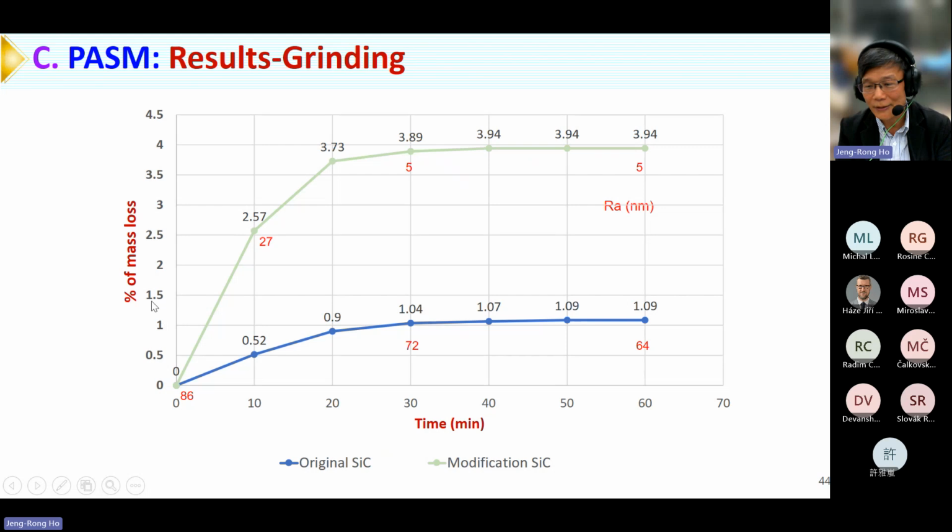These figures compare the percentage of mass loss. This one is the ACDRC surface, and this one is the modified surface. We can see that around 30 minutes, the material removal rate is more than 3.5 times that of the unprocessed surface.